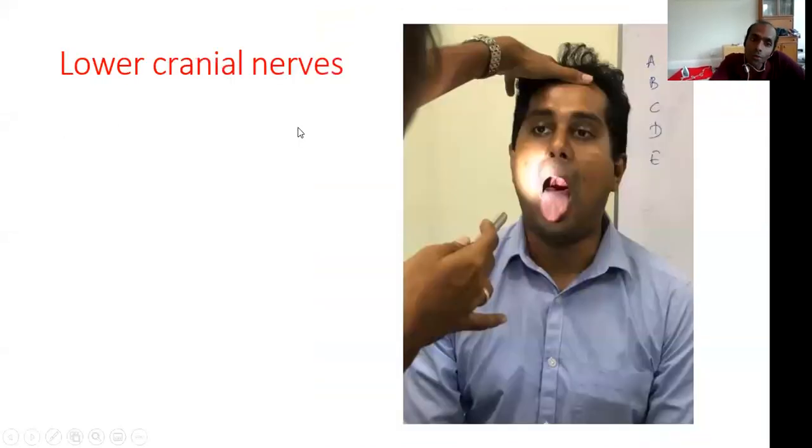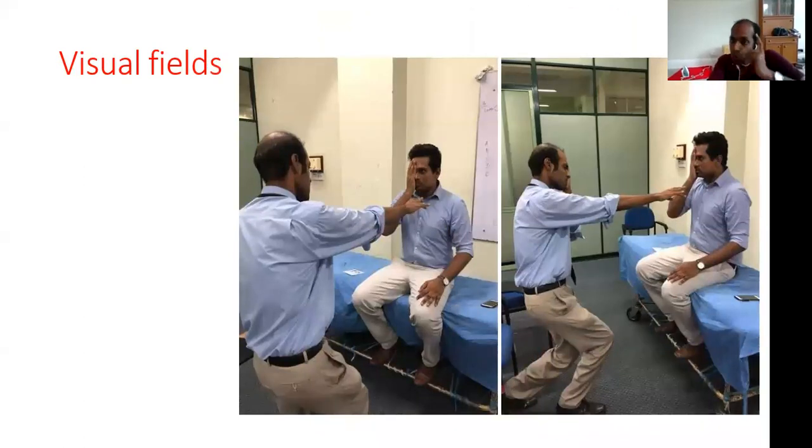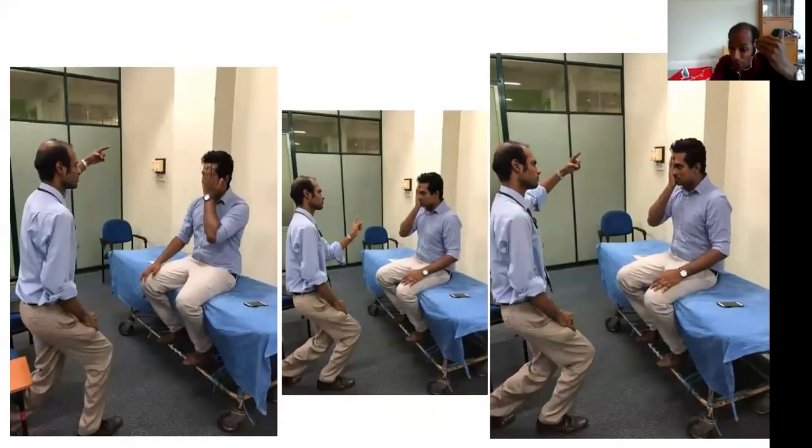Very, very important. So that is basically the technique. And I'll just run through this again with you. So olfactory routinely not examined. Optic nerve, first component is visual acuity. Make sure that you do the visual fields with the proper technique, right? Don't miss any steps that I have described, because you will get wrong findings if you do it wrong, okay?